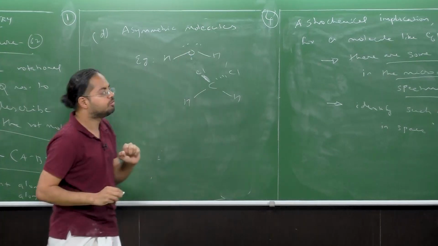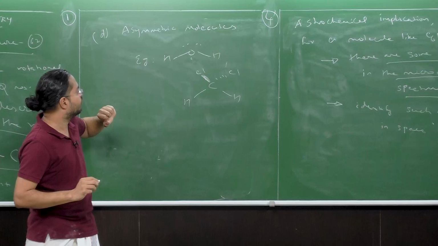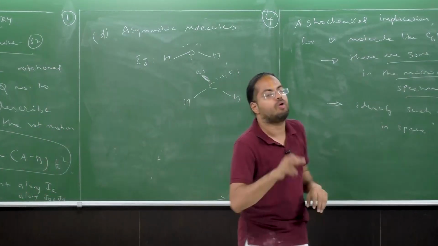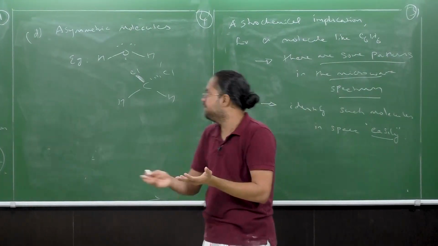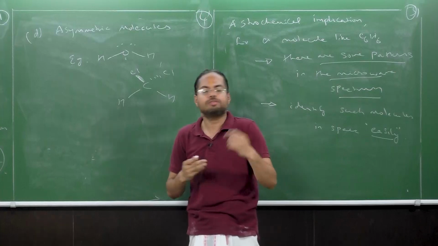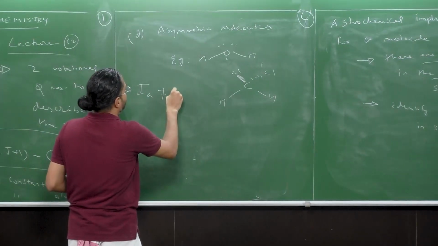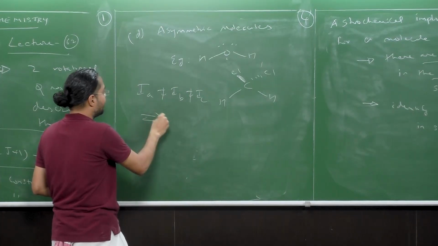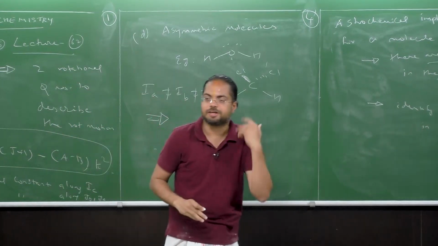So with water, you can easily see that when you use the formula I equals sigma mi Ri square, the Ri's are not going to be the same along any three directions. So therefore, for a molecule such as water, your IA is not equal to IB is not equal to IC, which implies that the microwave spectrum is going to be rather complicated.